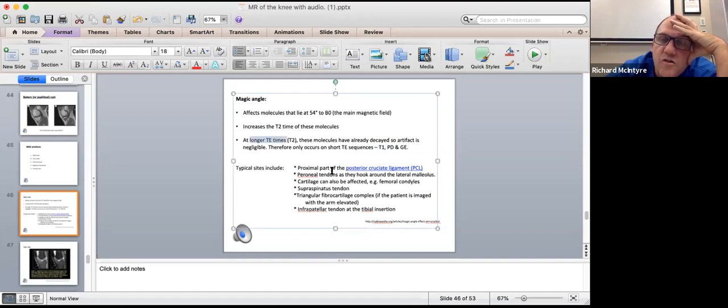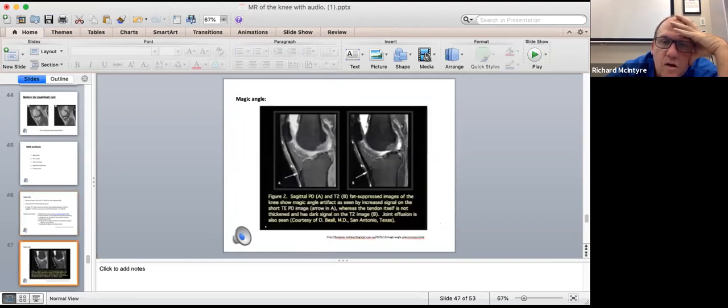Basically any structures where that ligament can be angled at 54 degrees to B0. And there we have signal in there. We see it on the proton density. We have to go and make sure it's not there on the T2 because we're not going to get a magic angle artifact on a T2 weighted image.